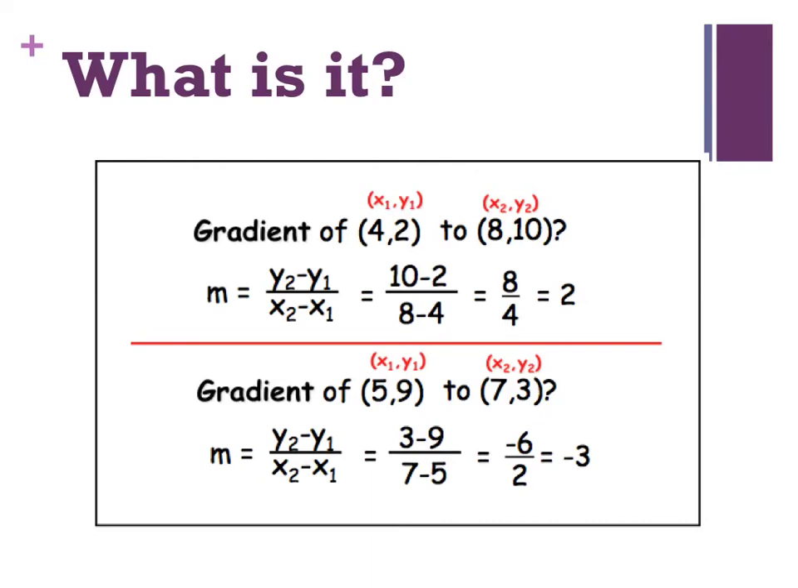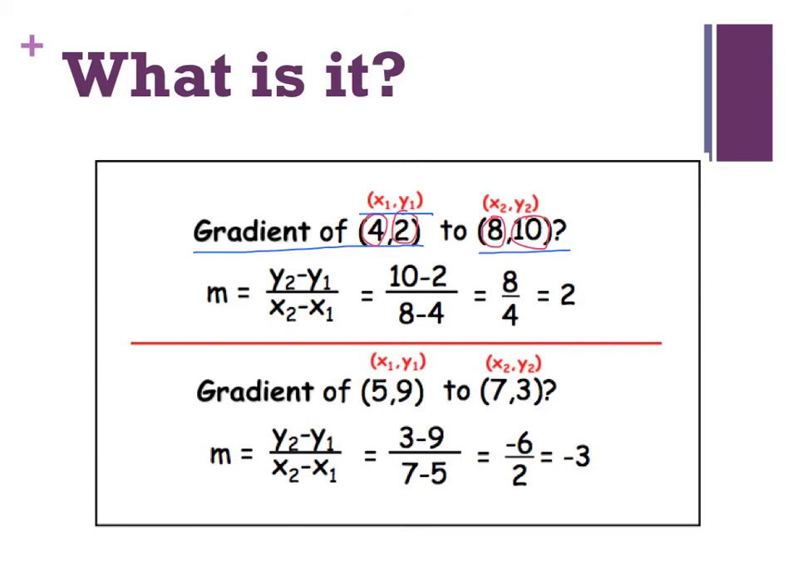So it can ask you, find the gradient from the first coordinate x4, y2 to x8, y10. Now, that's going to be really hard if you don't draw a graph. So we have a particular formula. This is my first x coordinate and my first y coordinate, so I represent those as x1 and y1. They're my first ones, that's all I'm saying, okay? These are my second x and y coordinates, so I represent that as x2 and that as y2.